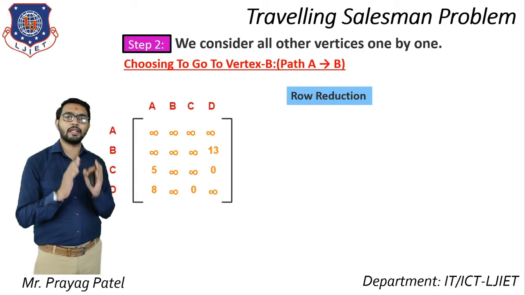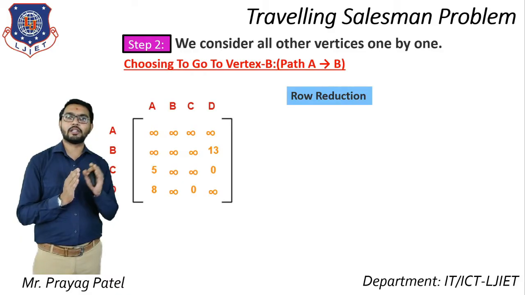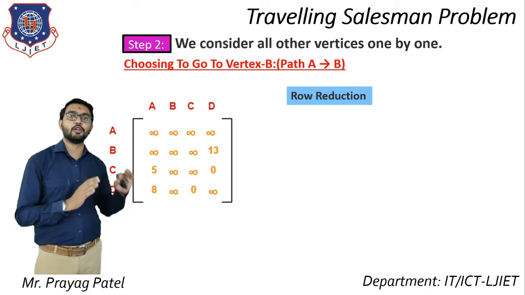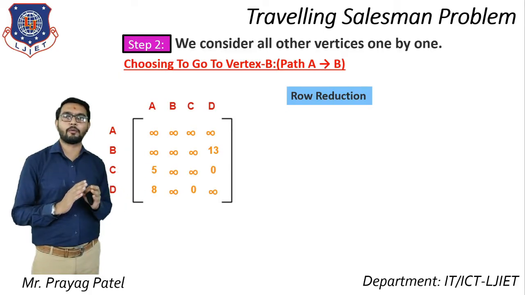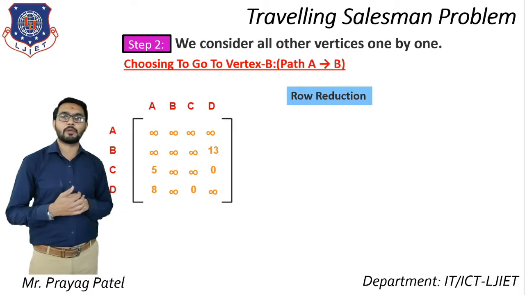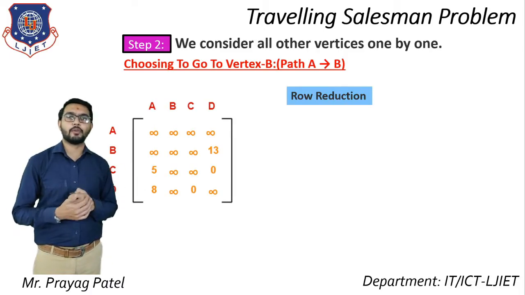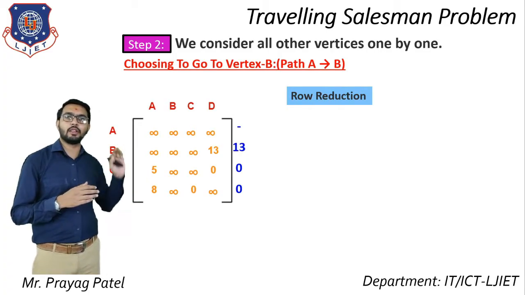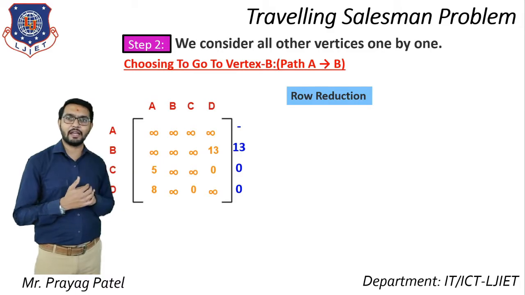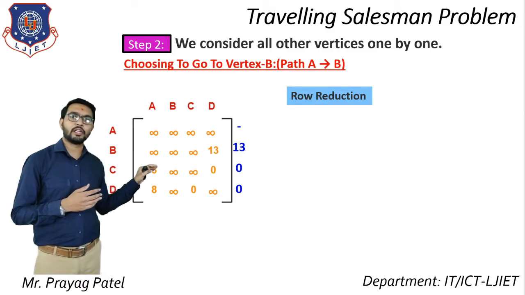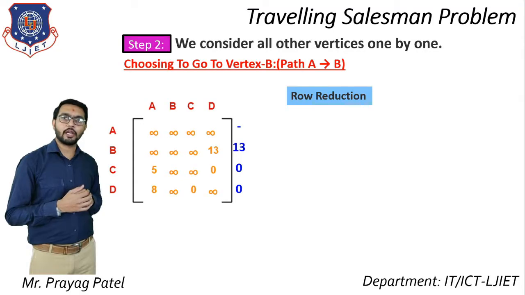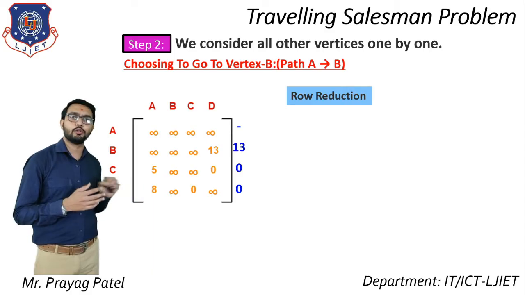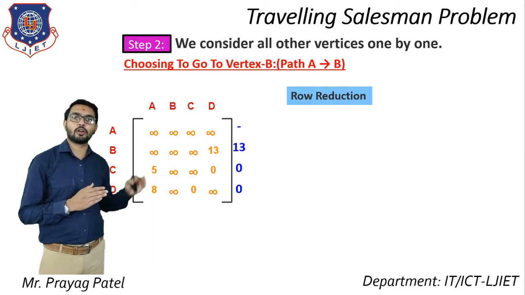Simply we can say that for each and every path, first you set a row and column to infinity, a particular location to infinity, then reduce that matrix. For reducing the matrix, the first step is row reduction and the second step is column reduction. In row reduction, in the first row all the entries are infinity, so ignore this row. For row B, the minimum value equals 13. For row C, minimum value 0. For row D, minimum value 0. So row reduction cost equals 13.